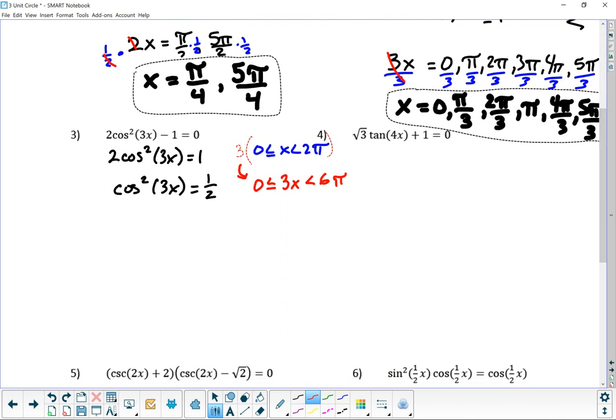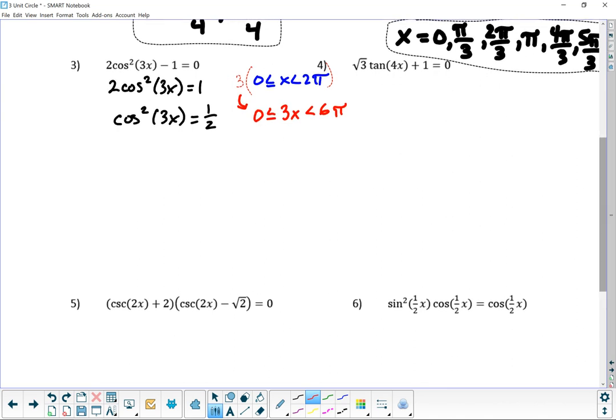All right, and not quite done because we still got to solve for this trig equation. So we got to take the square root of both sides. Taking the square root of both sides, we get cosine 3x equals plus or minus square root of 1/2. Square root of 1/2, you can break that up into square root of 1 over square root of 2. And square root of 1 is just 1 over the square root of 2.